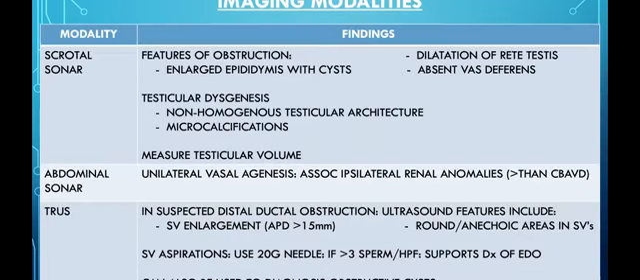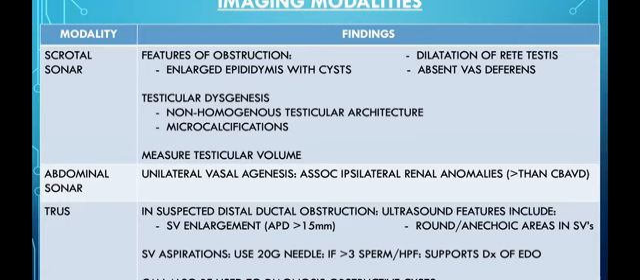Imaging modalities, again, scrotal ultrasound. You want to look at features of obstruction. So there might be a dilatation of the rete testis. I think I've got a nice picture in the next slide. There might be an enlarged epididymis or cyst, or an absent vas deferens on the scrotal ultrasound. If you've got testicular dysgenesis syndrome, there might be an inhomogeneous testicular architecture with microcalcifications, and it's also important to measure testicular volume and size.